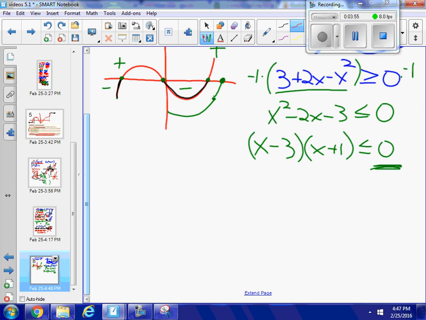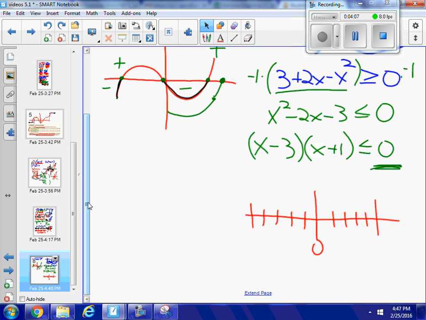So what I need to do is draw a number line. Here's 0, and I'm going to go 1, 2, 3, 4, 5 in each direction. I know that my zeros in this particular inequality are going to happen at +3, so I'll put a line right there at +3, and at -1, I put a line right there at -1.